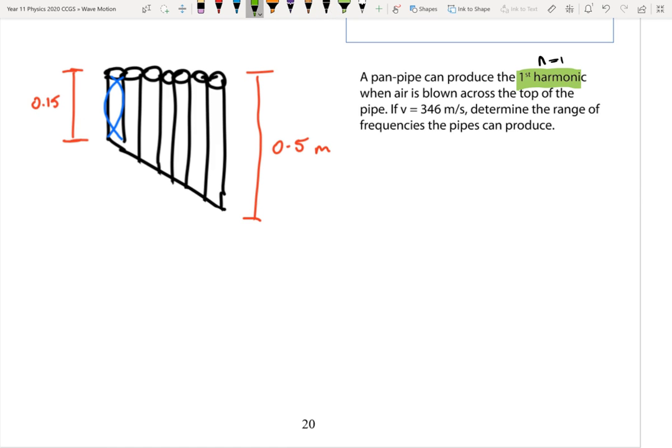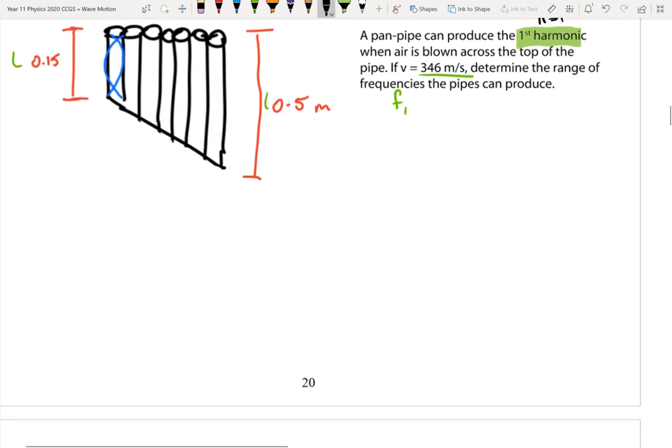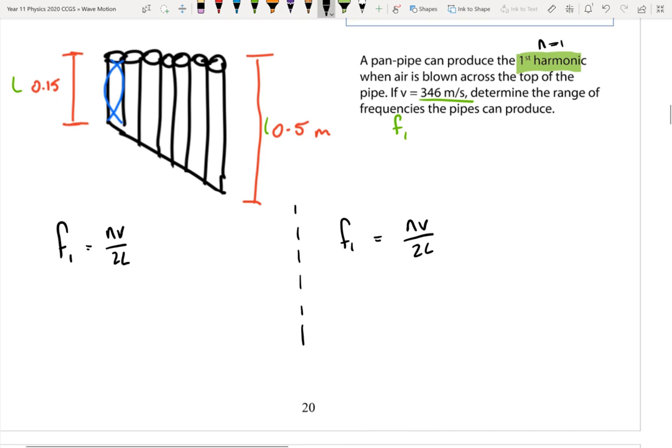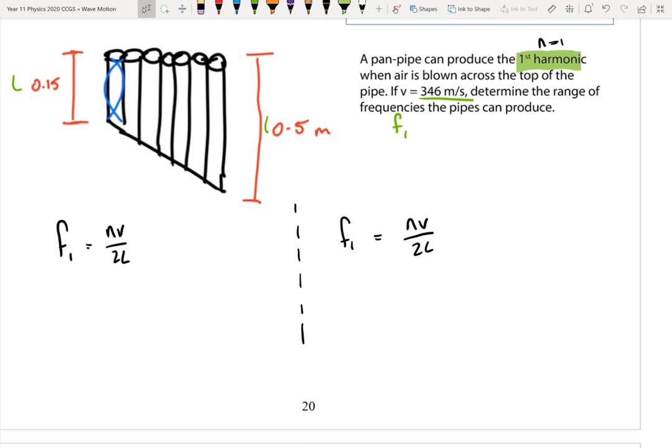We've got V. We need the range of frequencies. So that it's F1 and F1, but obviously we've got L and L. So just split this page into 2. You're using exactly the same equation, but your lengths are going to vary from 0.15 through to 0.50. It says the first harmonic. Does that mean that all pipes will be different?